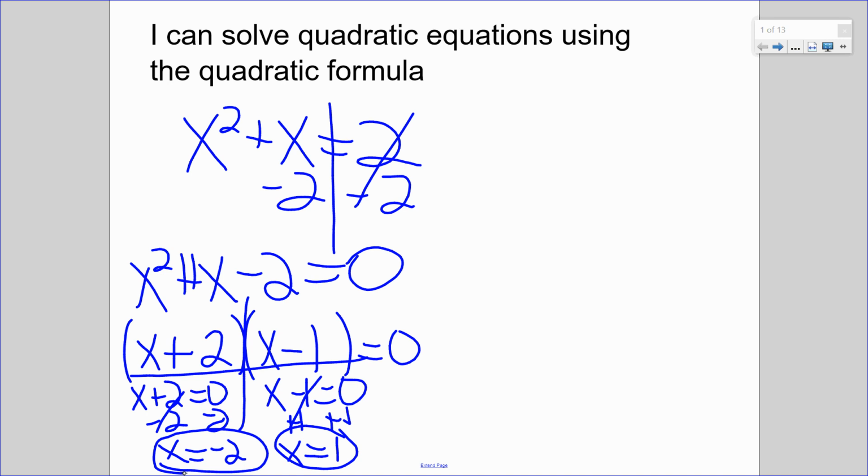To solve quadratic equations, we bring everything to one side. We factor. We set each factor equal to 0.